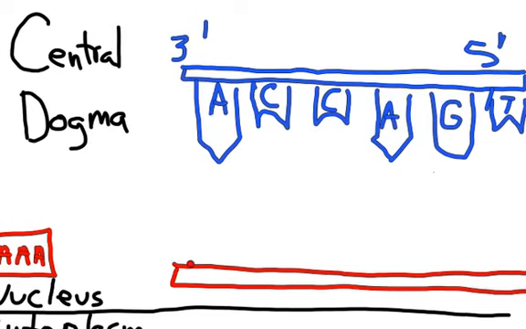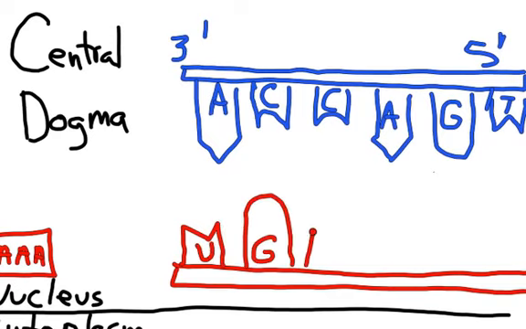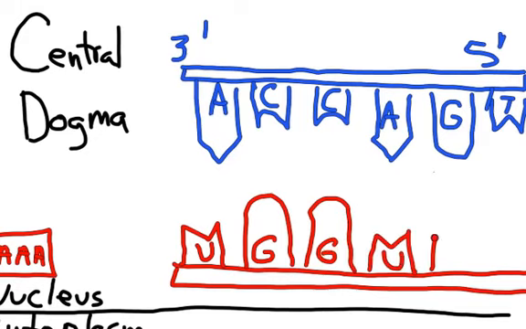And so opposing the adenine, we're going to have a uracil. And opposing the thymine, we're going to have a guanine. Opposing the other cytosine, we're going to have another guanine. On the other side of the adenine, we're going to have a uracil. On the other side of the guanine, we'll have a cytosine, and then on the other side of the thymine, we're going to have an adenine.